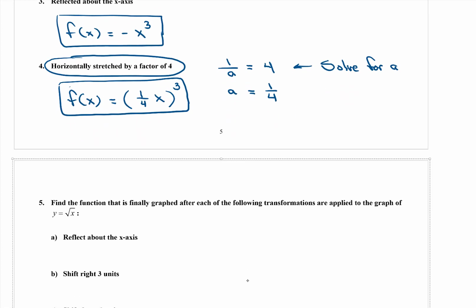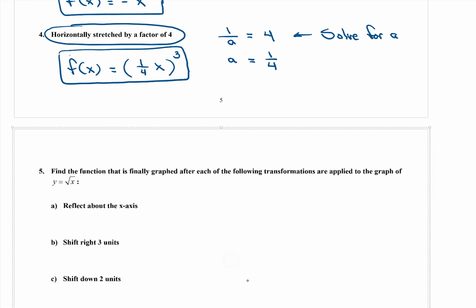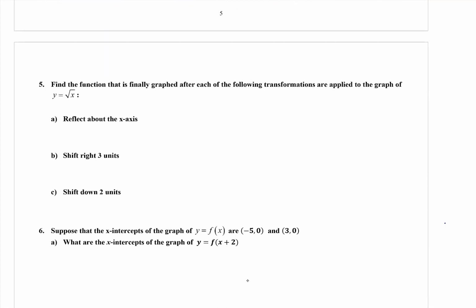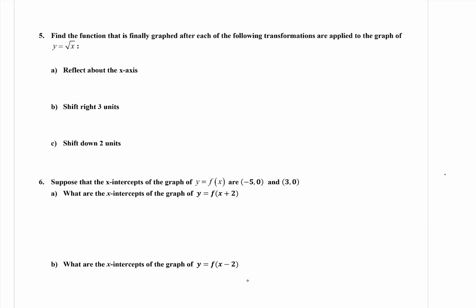to get cubed. Good. Find the function that is finally graphed after each of the following transformations are applied to the graph of y equal to the square root of x. Reflect about the x-axis. Okay, so this is some of the stuff we already did, right? So we're going to write f of x is equal to the negative square root of x. That's going to be a reflection about the x-axis.